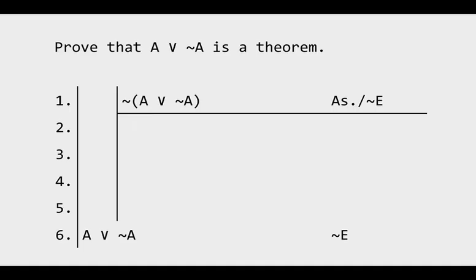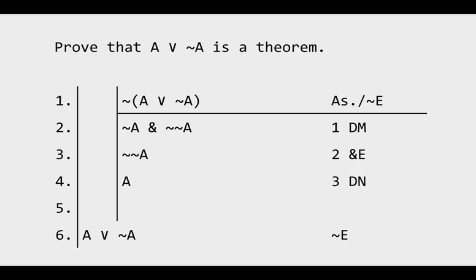If you can't see it yet, let me go ahead and first do a De Morgan's on line 1. So now we have tilde A and tilde tilde A. Let me go ahead and extract tilde tilde A from line 2 using ampersand elimination. And let me go ahead and take out those 2 tildes. We don't need them. So there's double negation on line 3.